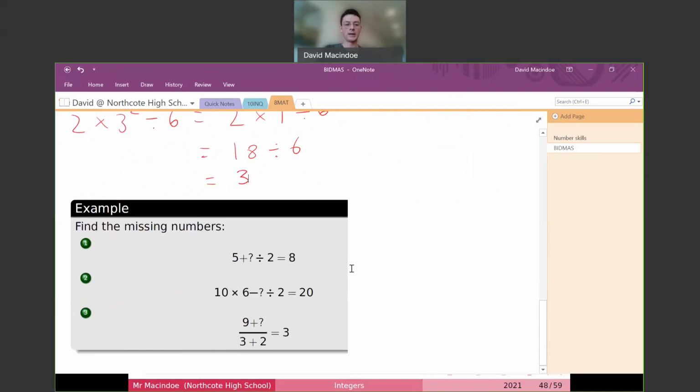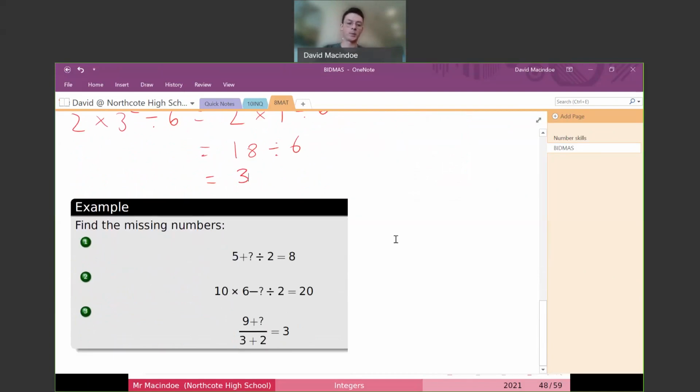Okay. Final example is just kind of working backwards a bit. We've got some missing numbers we need to find. So the way I'd work with this is go, all right, so something divided by 2, and then I plus 5 equals 8. Yeah, so my final answer is 8. I know I've got to do this first, and then I've got to add 5 to it. So this thing has to be 3 in total, right? Because 5 plus 3 is 8.